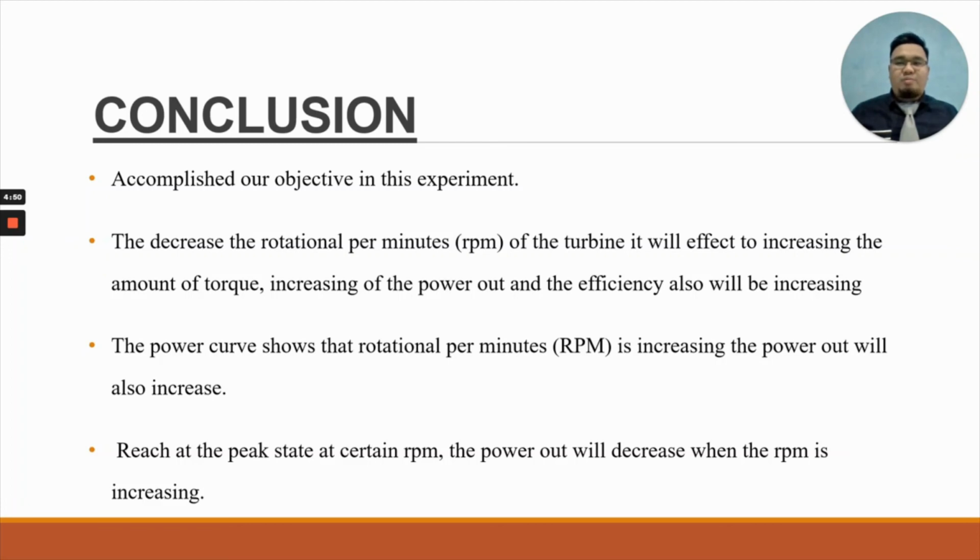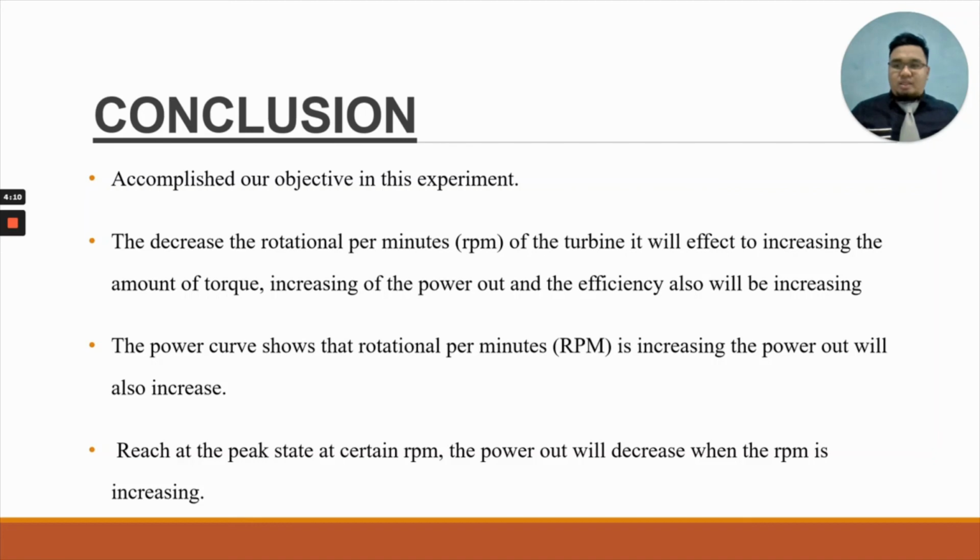As we can see, we accomplished our objective in the experiment, which is to design a complete measurement technique for the fluid flow and to determine the amount of torque, the amount of power output, and also the efficiency of the Pelton turbine. As we can see from the result, when the rotational speed, or RPM, of the turbine decreases, it will increase the amount of torque, increase the amount of power output, and also increase the efficiency of the Pelton turbine.